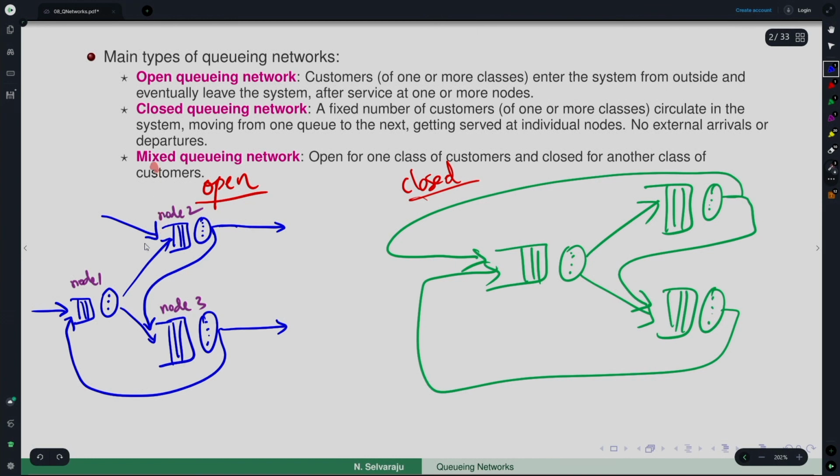So, you can decide what to do with that. You can simply say it is lost, or it is blocked calls cleared system, or whatever; it has to be specified. But if it comes from another node, for example, after completing service in this particular node, he has to move to node 2, but node 2, being a finite capacity one, is already full. Now, what is this customer going to do?